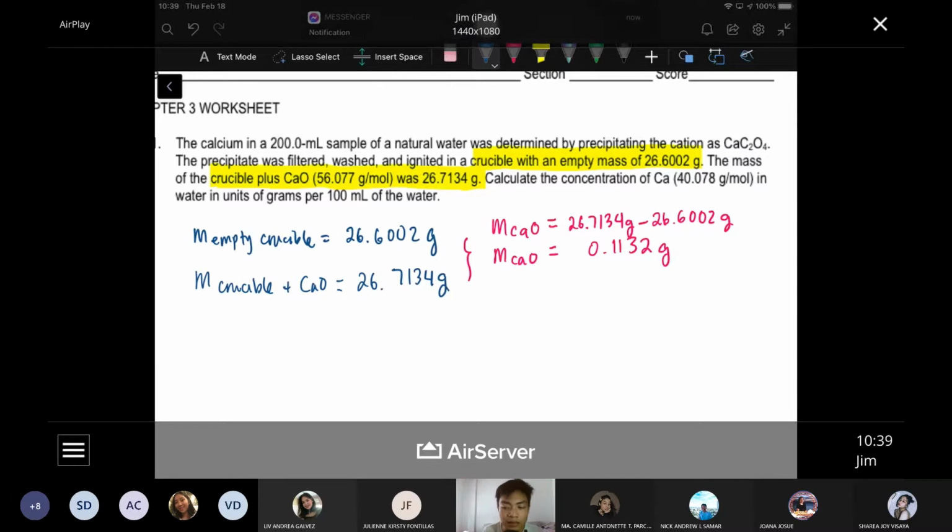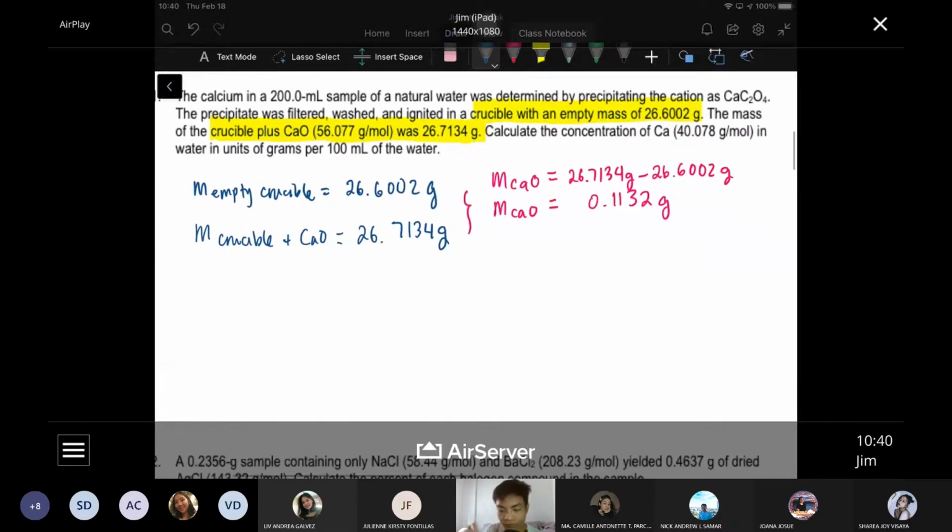Ano yung sabi? Calculate the concentration of calcium in water units of grams per 100 ml water. Ibig sabihin lang nun, 'di ba alam natin yung mass ng calcium oxide, no? That's 0.1132 grams. We will convert that to mass of calcium. Calcium only. Kasi yung calcium na yon, yun yung nasa sample natin eh. Precipitate lang natin. So what we're going to do is to convert calcium oxide to calcium. Okay? So ganun gagawin natin. Calcium oxide to calcium. So paano yon?